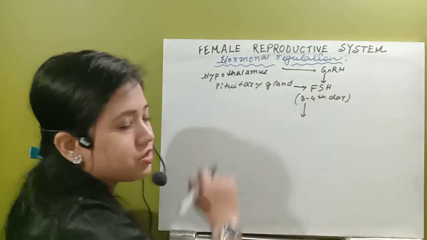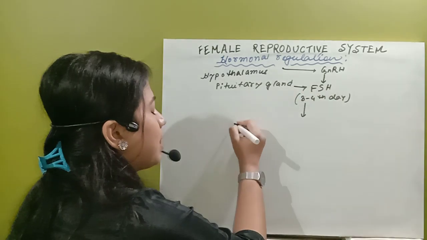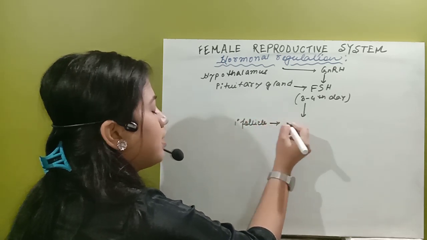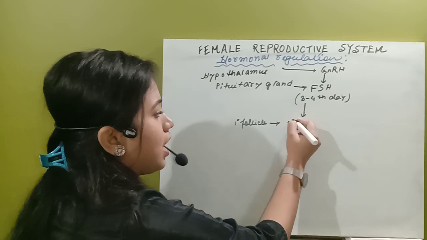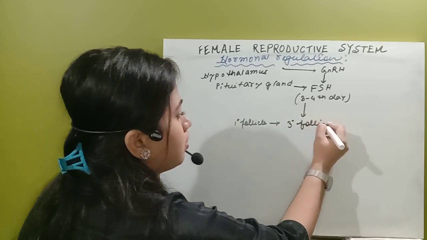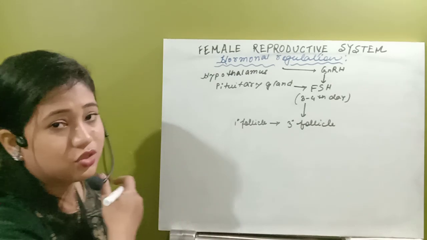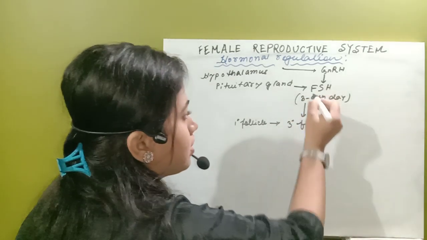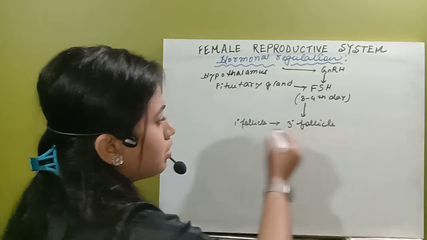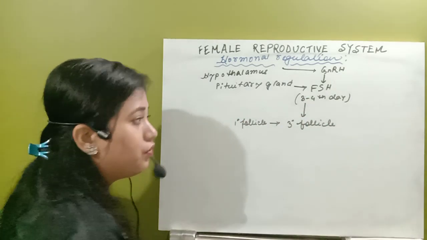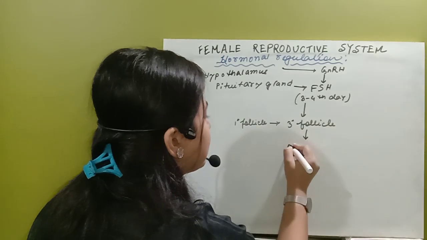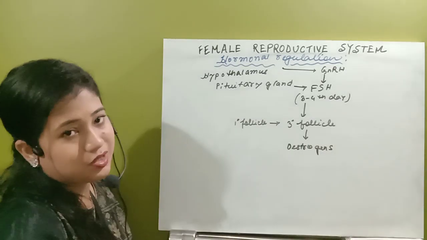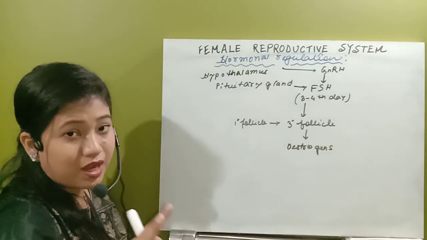Here, due to the influence of FSH, the primary follicle will develop into the secondary follicle, and then the secondary follicle will mature to the tertiary follicle or Graafian follicle. Due to the influence of FSH, this primary to tertiary follicle will release another hormone, that is estrogen. In the influence of this estrogen, two functions will happen.